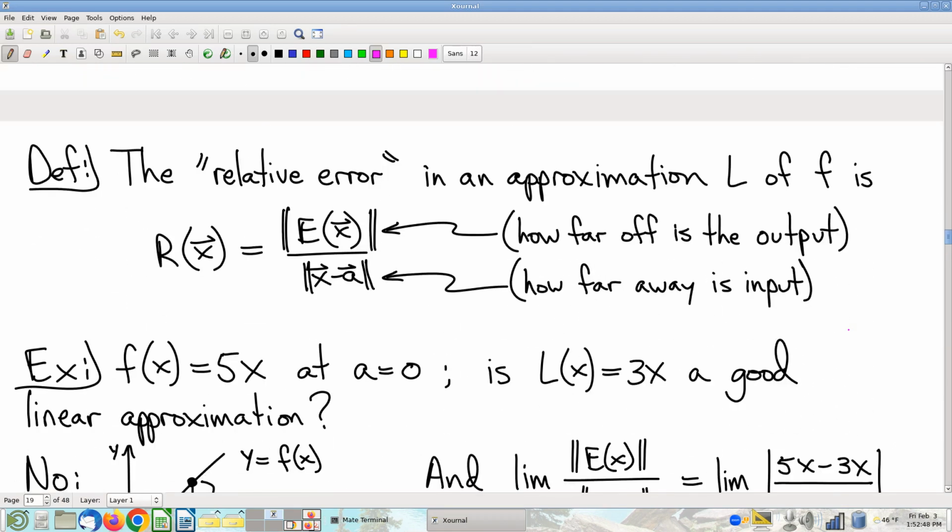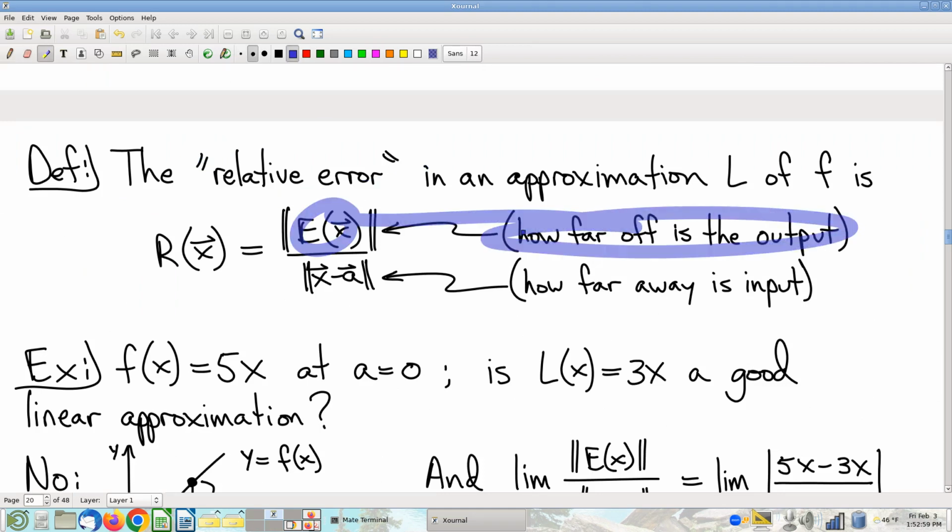And here's how we're going to fix it. We're going to define this better thing called relative error. The idea of relative error is to acknowledge that how far off you are just doesn't tell the whole story.